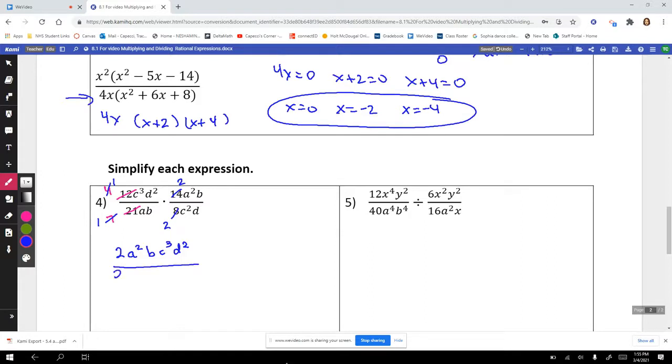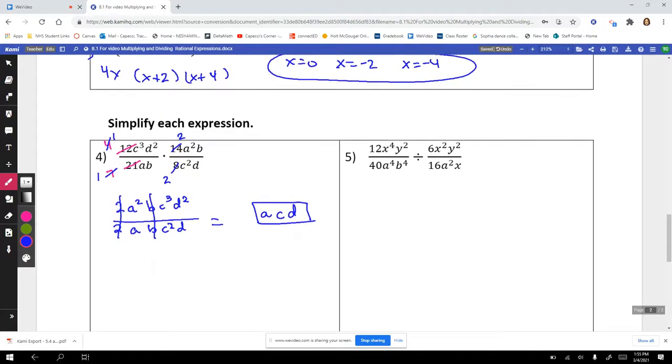My denominator is a 2 again, and then I have a to the first, b to the first, c to the second, and d. Now, when I simplify those, 2 over 2 simplifies to 1. A squared over a gives me a. The b's will simplify to 1, and I'm left with a c to the first on my numerator and a d to the first on my numerator. So actually, that is my final answer there: a times c times d, a, c, d.